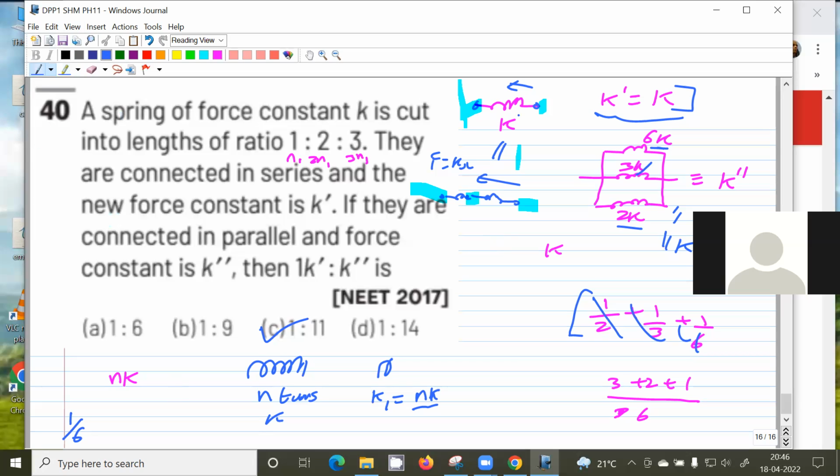If this had 5 turns, and here I made it 2 turns and 3 turns, then after applying a force, each one turn will compress by 1/5 of the total compression. Here also each turn will compress by 1/5 of the total compression. These two are exactly equal springs. So when connected in series, the spring constant is the same. Yes, sir. The answer is option C.